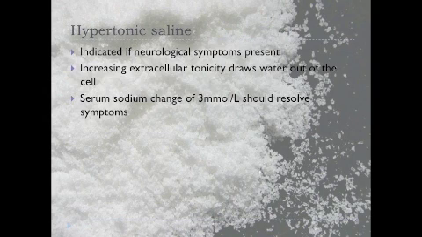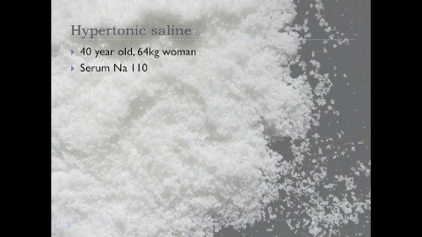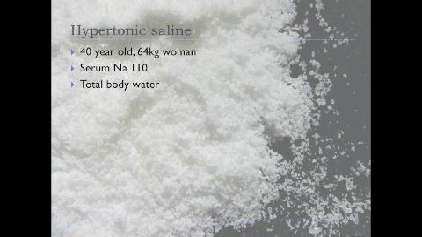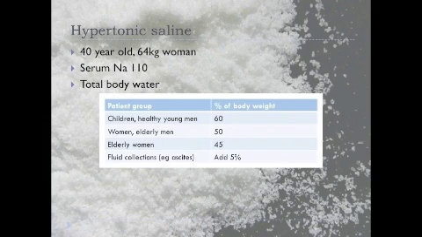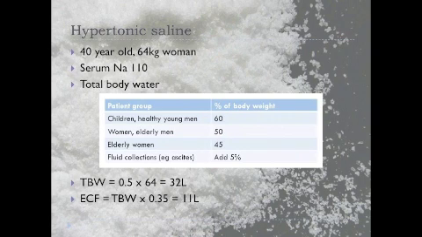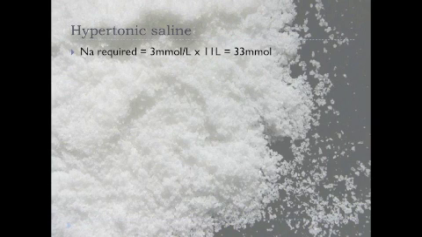Since sodium is distributed in the extracellular space, the calculation of dose can be made as follows. Consider a 64 kilogram, 40-year-old woman with a sodium of 110. Total body water can be calculated from the following table, in this case about 32 litres. Extracellular fluid forms approximately 1/3 of this volume, approximately 11 litres. To raise the extracellular fluid's sodium concentration by 3 millimoles per litre, we need to add 3 millimoles per litre of extracellular fluid, or around 33 millimoles of sodium.